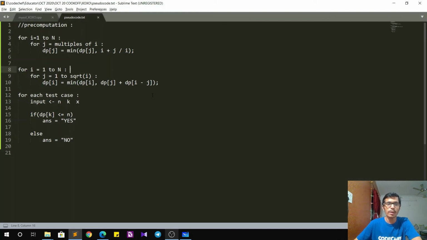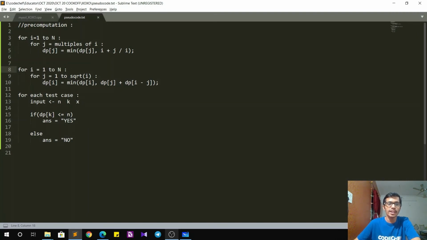So the pseudocode for the problem goes as follows. First, we will do the pre-computation part in O of n root n. That is, using sieve, first we will calculate the minimum considering that only one kind of pair is allowed to give the XOR as X. Then, as stated in the solution, using the optimization, we calculate the dp of I so that it accommodates more than one pairs which give us the XOR as X, and at the same time their summation is also minimum. So that is handled by this code.